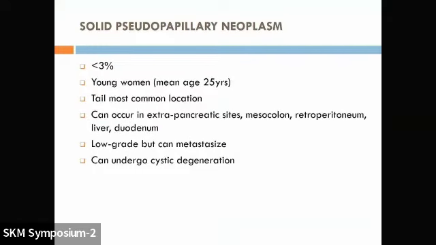So solid pseudopapillary neoplasms account for less than 3% of all pancreatic neoplasms, and they are typically seen in young women. Tail is the most common location, but they can occur in extrapancreatic sites, such as mesocolon, retroperitoneum, liver, and duodenum. They are low grade or borderline malignancies, but they can metastasize. And they can also undergo cystic degeneration, as we saw in our case.